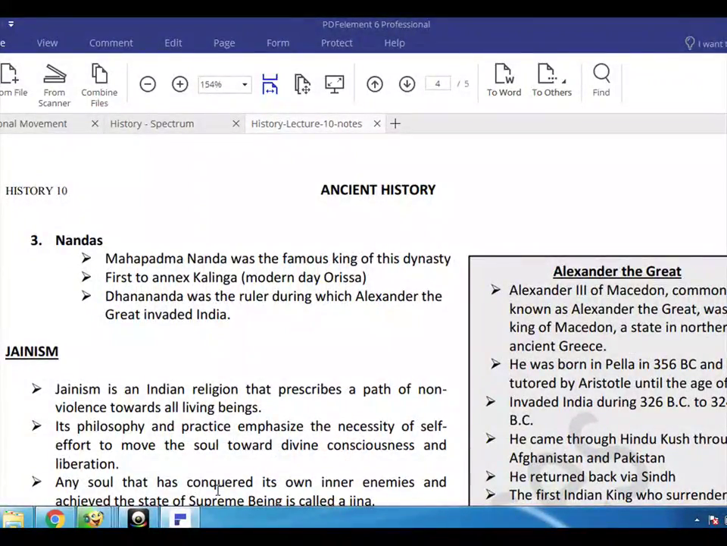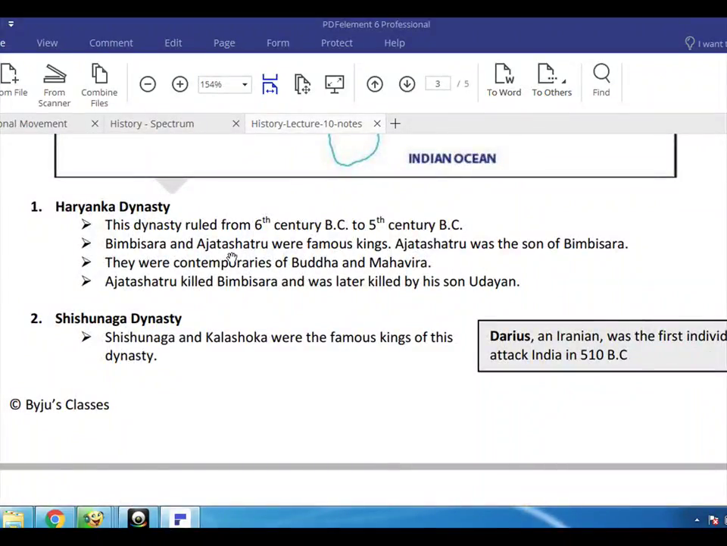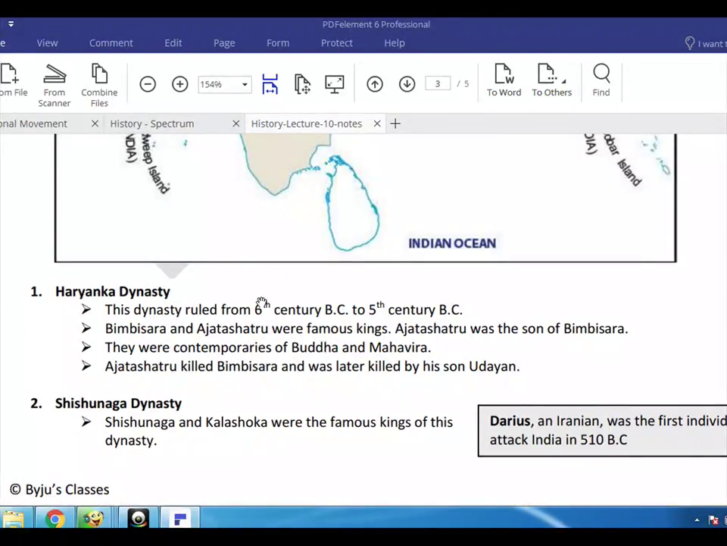1. Haryanka dynasty. This dynasty ruled from the 6th century BC to the 5th century BC. Bimbisara and Ajatashatru were famous kings. Ajatashatru was the son of Bimbisara. They were contemporaries of Buddha and Mahavira. Ajatashatru killed Bimbisara and was later killed by his son Udayin.